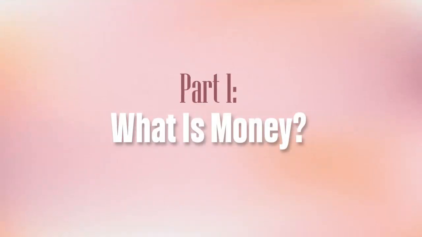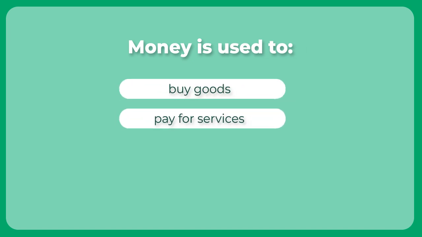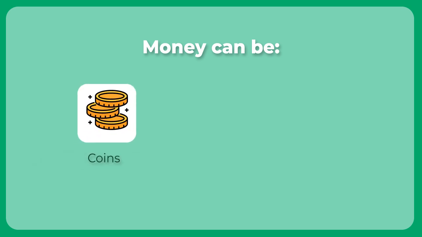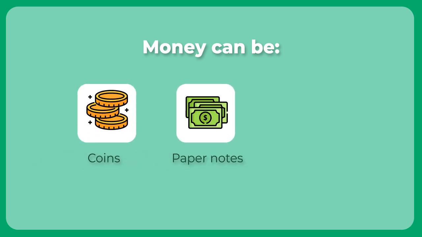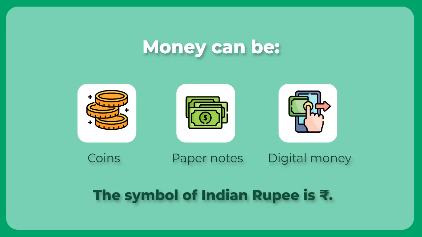Part 1. What is money? Money is used to buy goods, to pay for services, to save for the future. Money can be in different forms, such as coins, paper notes, or digital money. The symbol of the Indian rupee is ₹.